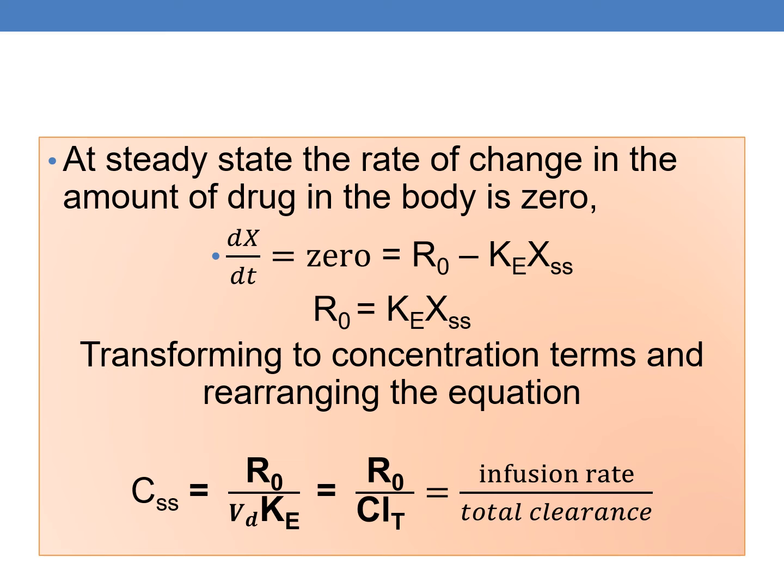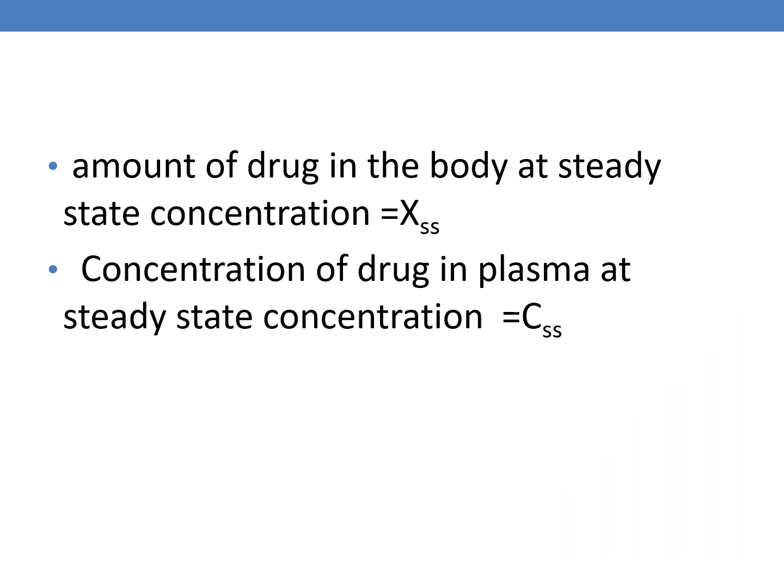These equations are particularly important in determining the following parameters. By using this equation, if you know the steady state concentration and infusion rate, we can calculate the volume of distribution, elimination rate constant, and total clearance also. Elimination rate constant is calculated by graphical method that we will be discussing in the further session. As we know, Xss is the amount of the drug in the body at steady state, and Css is the concentration of the drug in plasma at steady state.